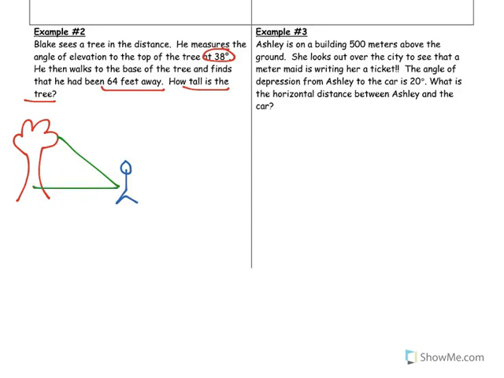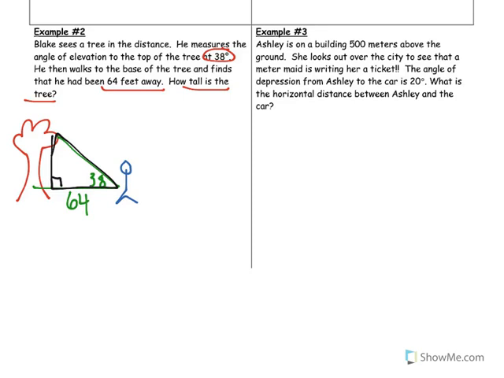So the angle looking up at the tree is 38 degrees. And he walks to the base of the tree and discovers that he's 64 feet away. So that's the horizontal distance. So we have this triangle here, a right triangle, where one side is 64 and I'm given the angle.